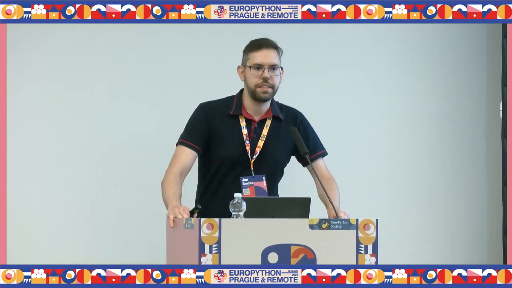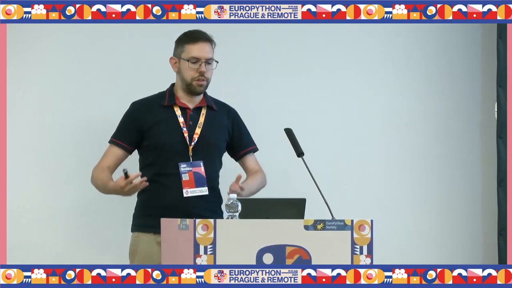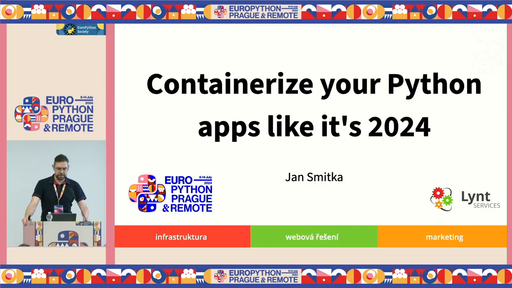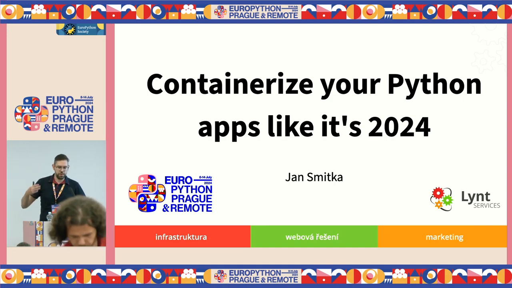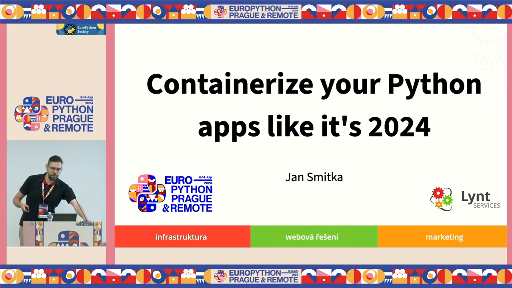My name is Jan Smitka, and I am a co-founder of a marketing agency called Lint Services based here in Czech Republic. So we will continue our Docker journey. The previous talk was about using Docker containers during development. I would like to focus more on creating production Docker images for your Python applications. I will explain how to use Docker features introduced in recent years to improve your images and their build process. So, okay, let's dive in.